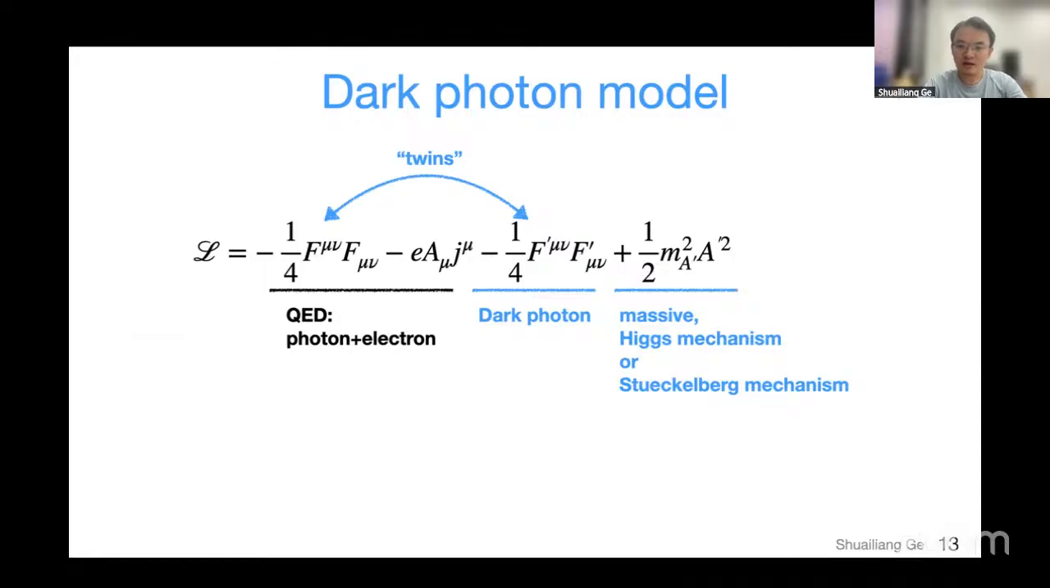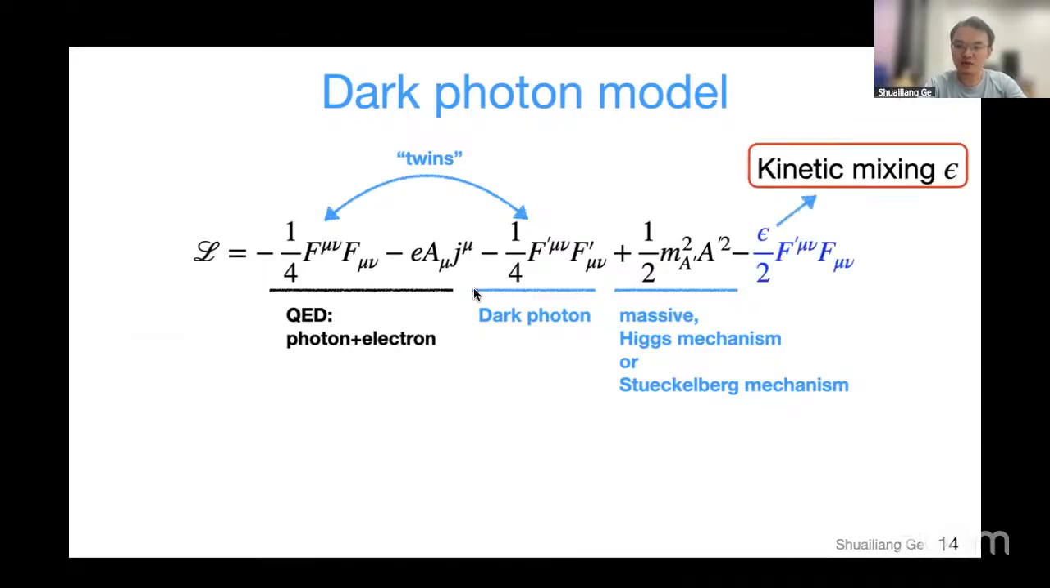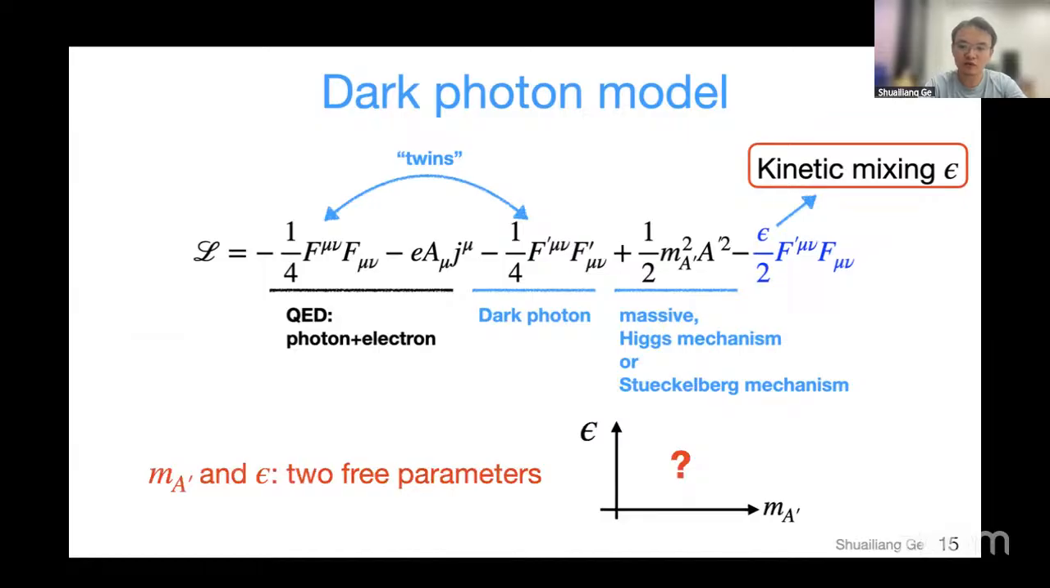Also, the dark photon has a coupling with the photon, and this term is called the kinetic coupling term. This is usually the only way for dark matter to couple to the standard model, and epsilon should be very small. That's the reason the dark photon behaves like dark matter. On the phenomenological side, when we search for the dark photon, we don't care so much about model building, and we simply treat the kinetic coupling constant epsilon and the dark photon mass m_A' as two free parameters.